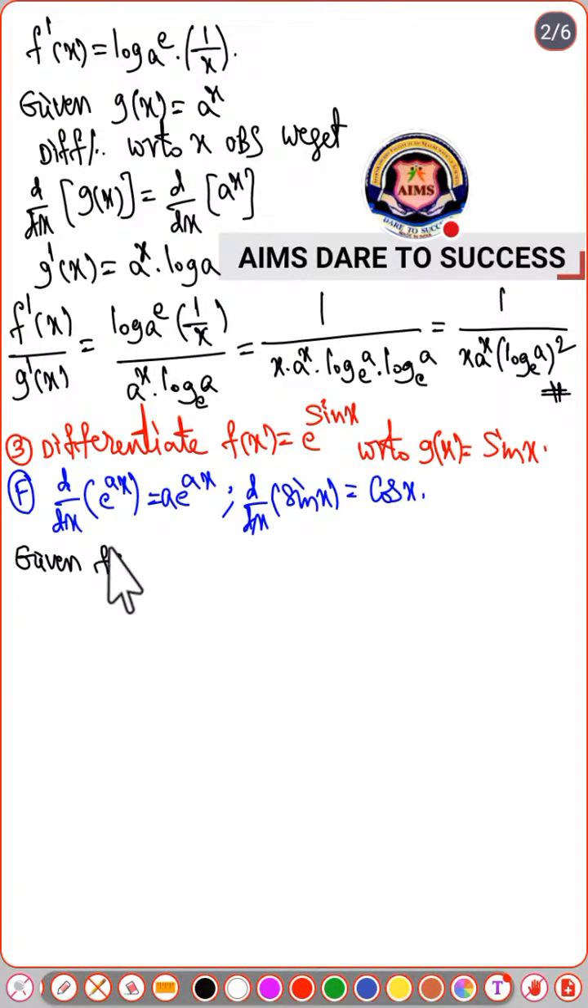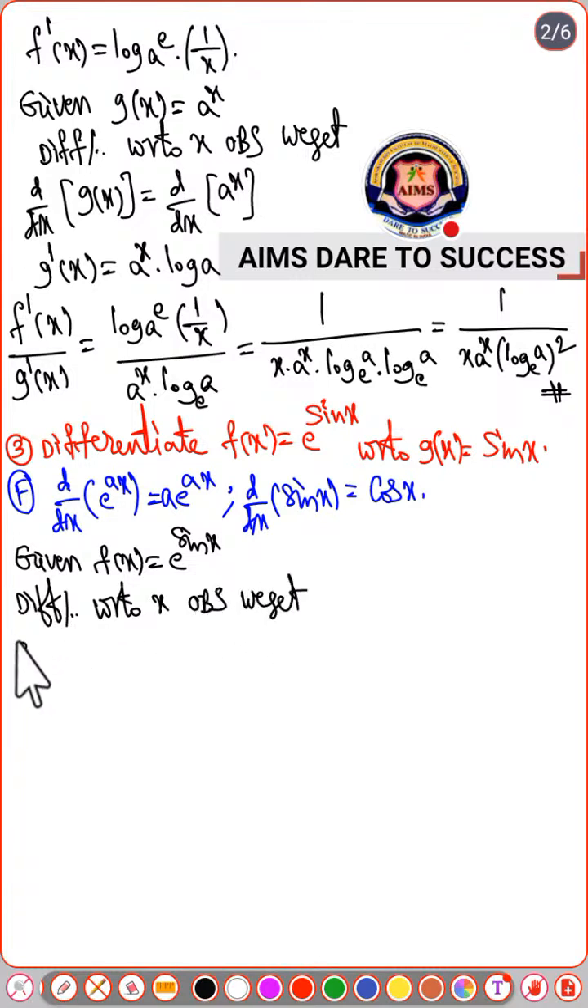Now continue. Given value f of x is equal to e power sin x, differentiating with respect to x on both sides, we get d by dx of f of x is equal to d by dx of e power sin x. This is the chain rule process. D by dx of f of x is f dash of x.